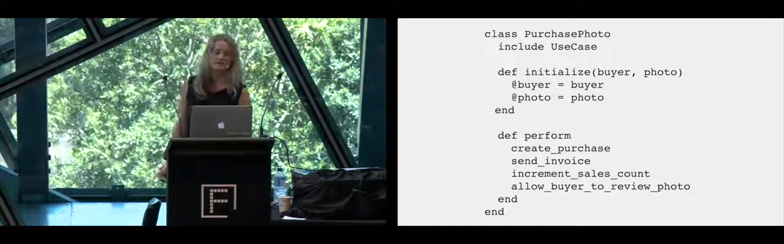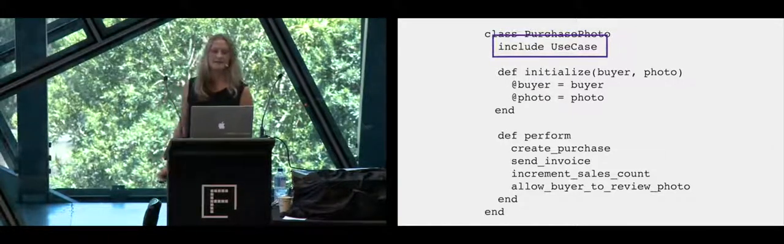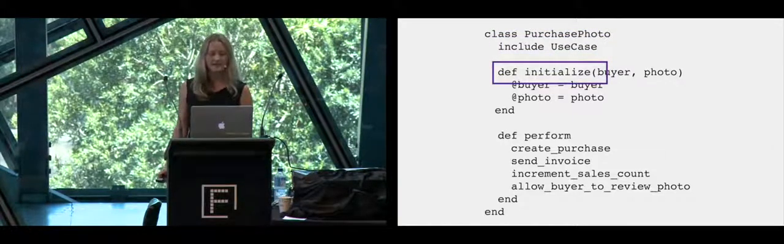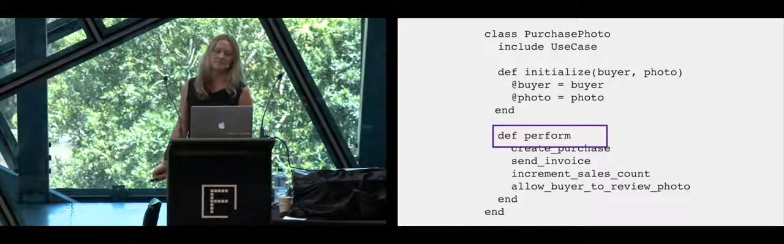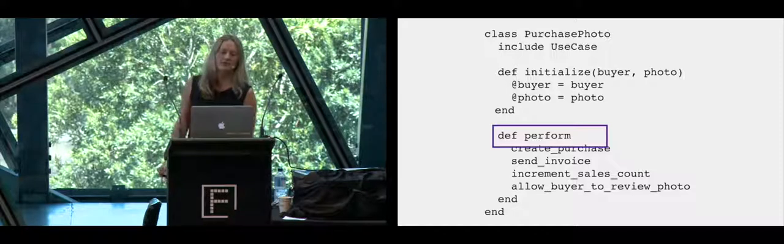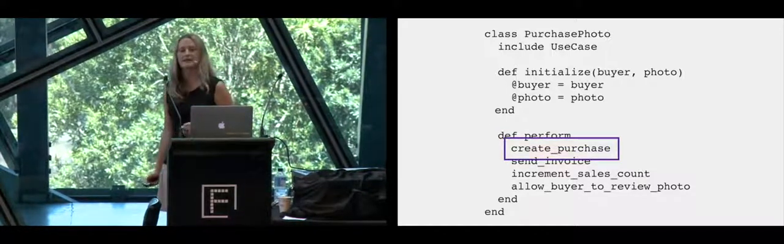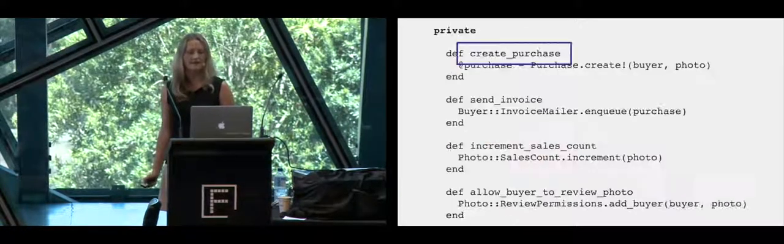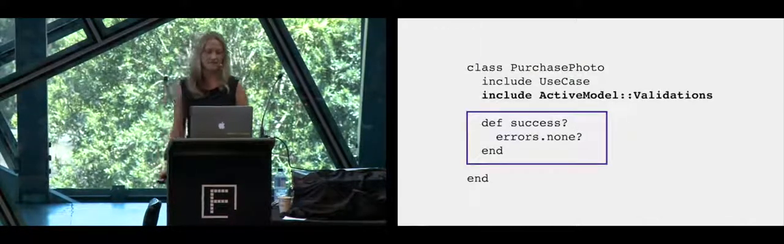It's a plain Ruby object. It's named after the operation it carries out. It includes the use case module. It has an initializer that takes whatever arguments it needs, and it implements perform. Inside of perform, methods which are the steps needed to complete the action and achieve the goal, in this case of purchasing a photo. Now these methods are actually private method calls inside of the use case, and they each call out to another object to execute the logic, and I'll come back to that later too.